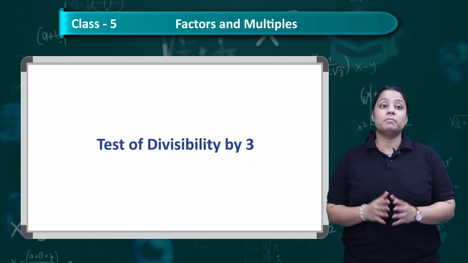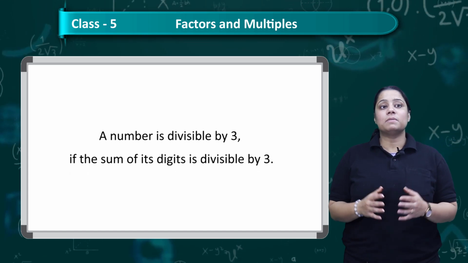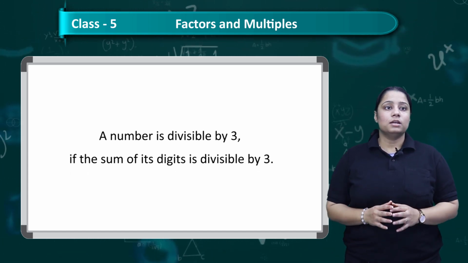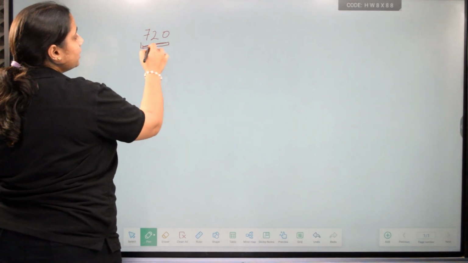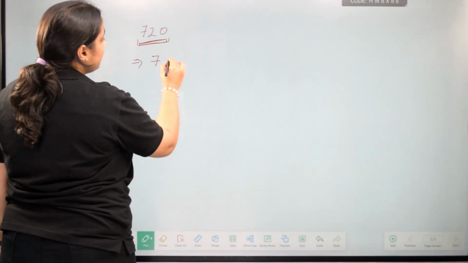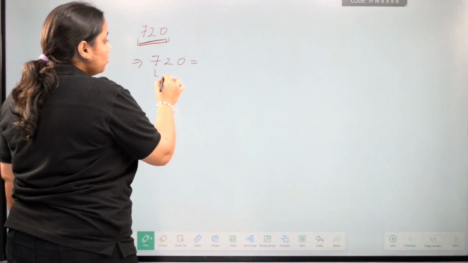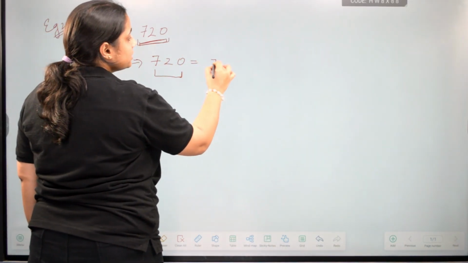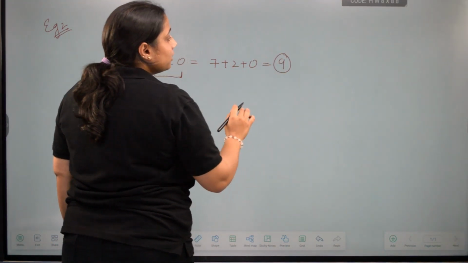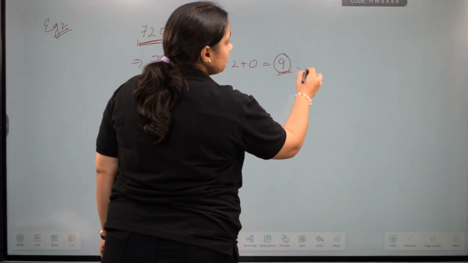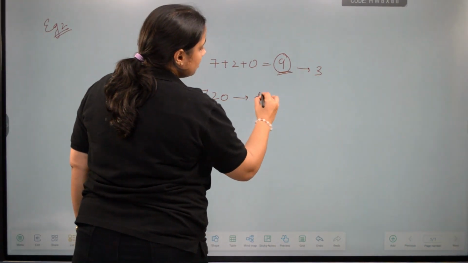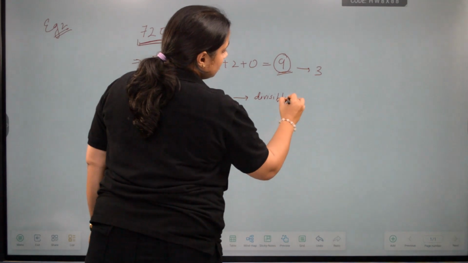Test of divisibility by 3. A number is divisible by 3 if the sum of its digits is divisible by 3. Now again we'll check whether 720 is divisible by 3 or not. For this we calculate the sum of the digits, which is 7 plus 2 plus 0, which is 9. 9 is exactly divisible by 3, hence we can say that 720 is divisible by 3.